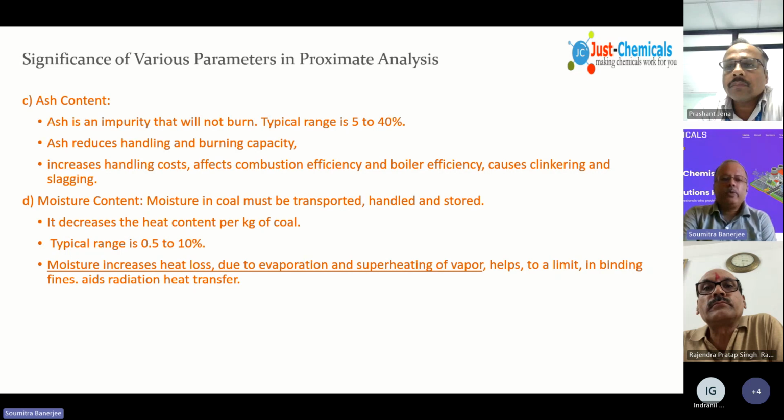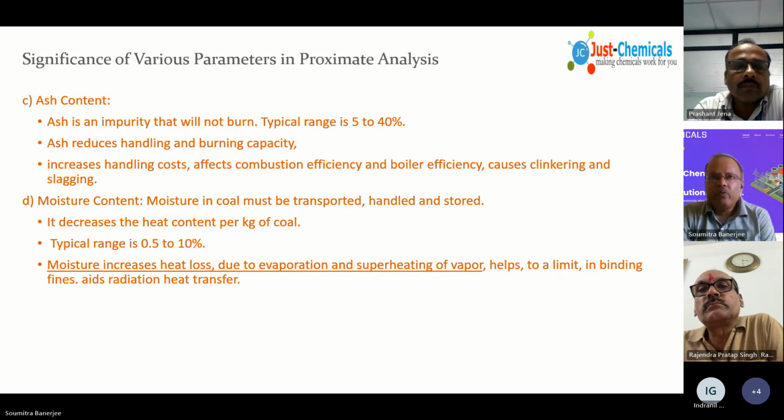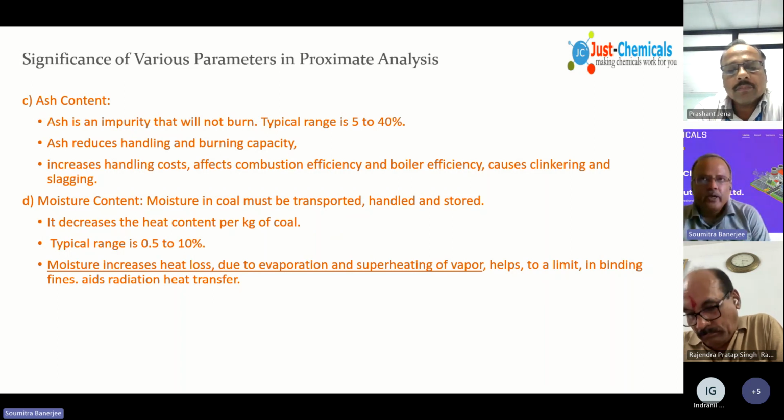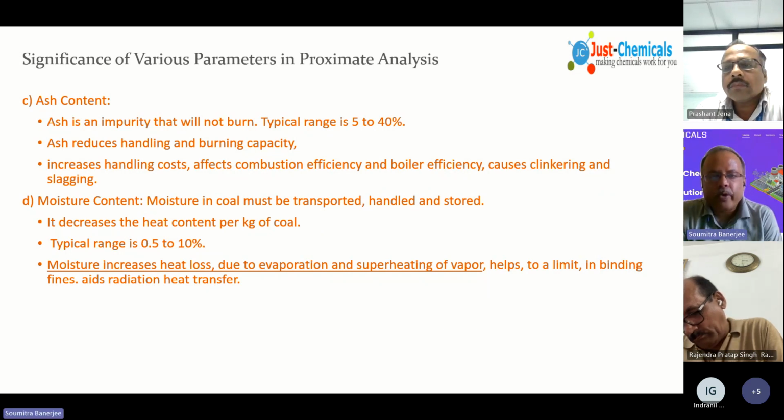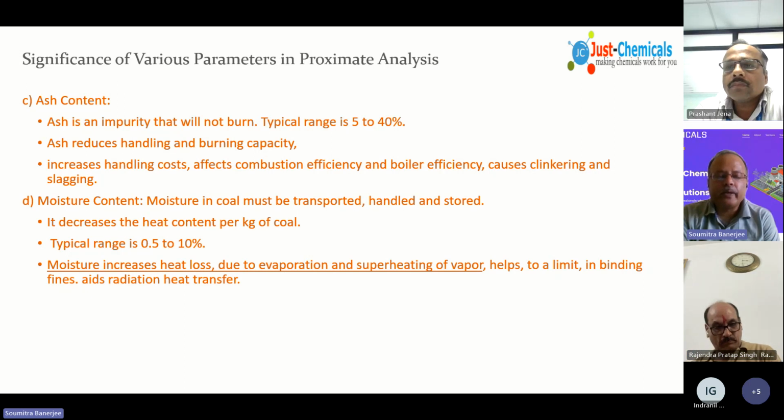And this moisture increases the heat loss due to evaporation. The latent heat of evaporation is taken away from the kilocalories which carbon and hydrogen could have produced. That latent heat of evaporation is taken away by the moisture from the boiler, and thus the boiler efficiency reduces. That is one of the important points we need to keep in mind.